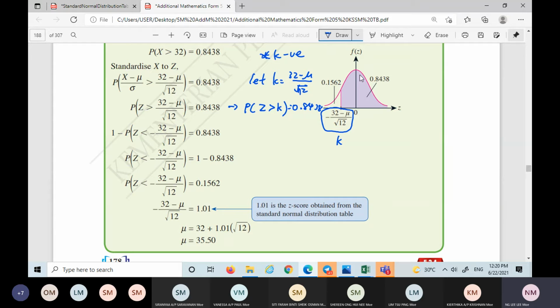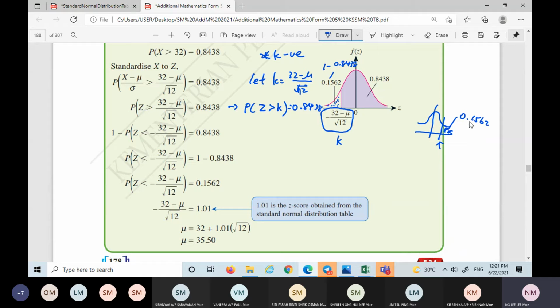Now you see this area is 0.8438. So for this area, I use 1 minus 0.8438, then I get 0.1562. If you convert it into a right tail, here is 0.1562. You just go and read the value, and then it will be equal to this k but with a negative.